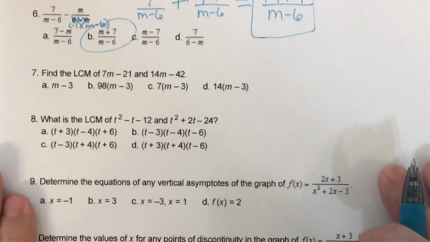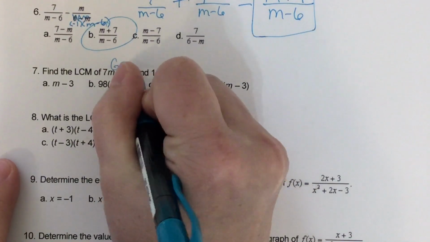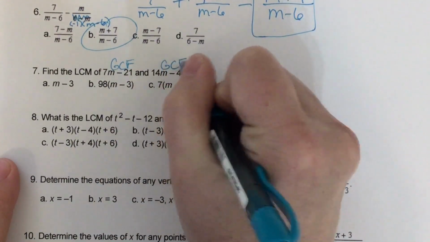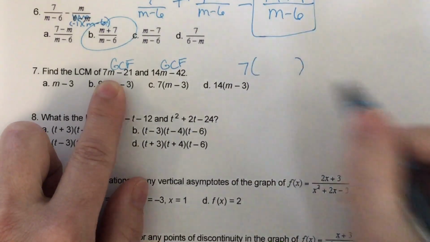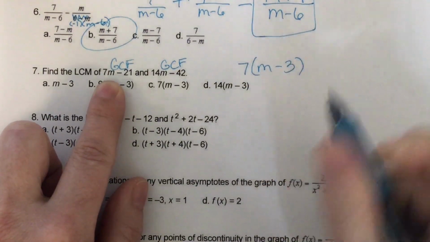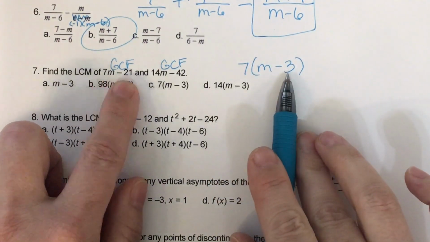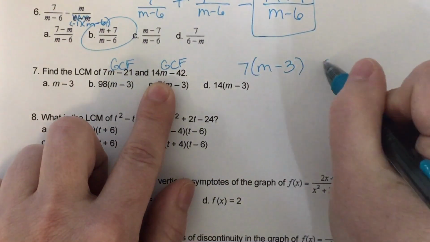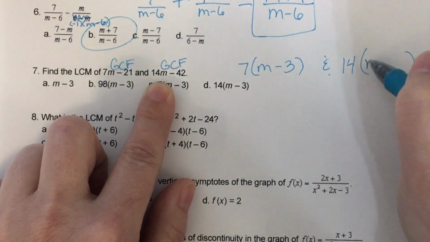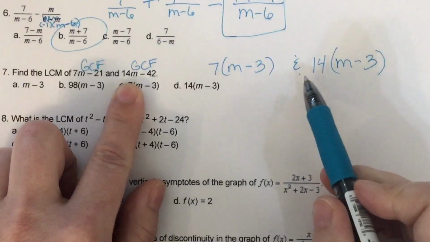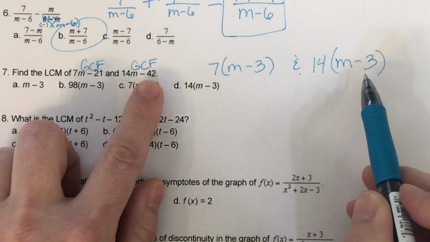Okay, least common multiple. So I need to factor. This guy has a GCF, and so does this guy. So this one's GCF is a 7, so I'm going to take it out, and inside will be m minus 3, because 7 times m is 7m. 7 times negative 3 is negative 21. This one's GCF is a 14. I'm going to take that out. And inside would be m minus 3. 14 times m is 14m, and 14 times negative 3 is negative 42.